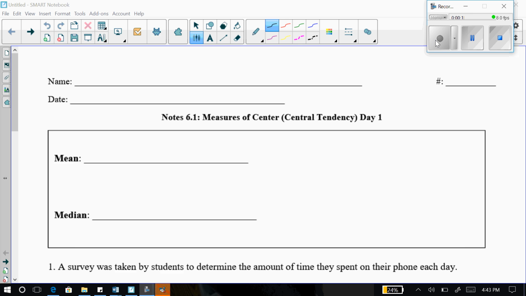Today we're just going to focus on two different things in statistics, mean and median. And these are both two things that you have done in 8th grade and in 7th grade.